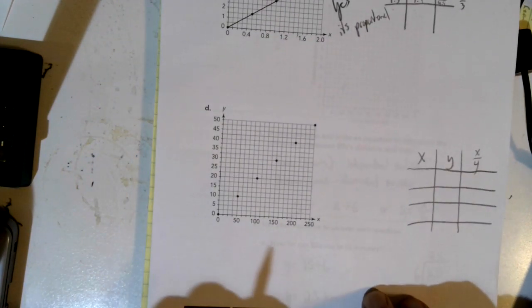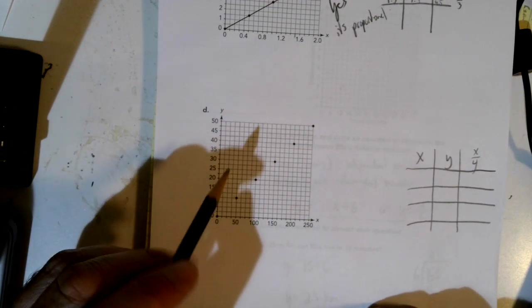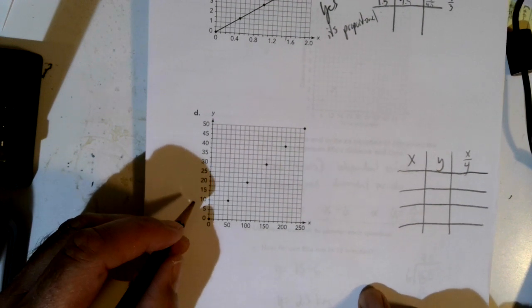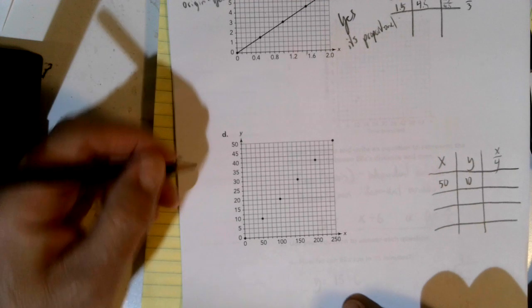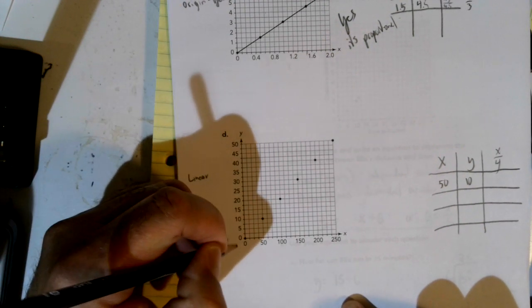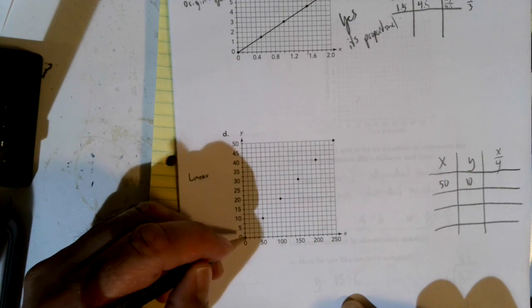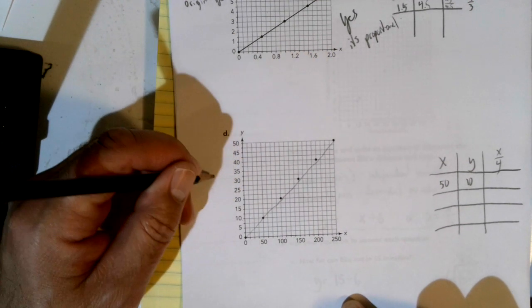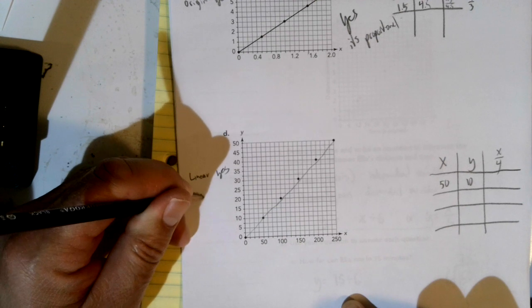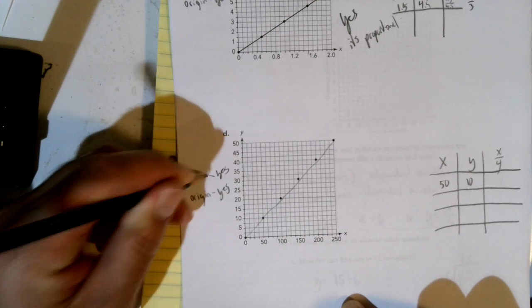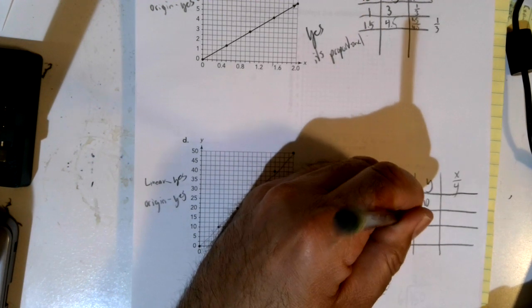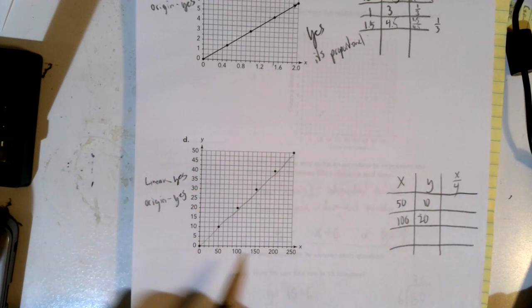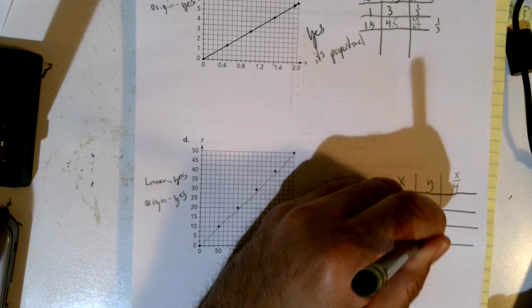Okay. And then finally, the last one here, we've got x is 50, y is 10. Oh, you know what? Let's back up. Is it linear? Yes, it's going to create a straight line right through here, right? Go right through. So yes. Does it start in the origin? Yes. So now let's check the constants. X is 50, y is 10. X is 100, y is 20. X is 150, y is 30. We'll stop there with 3 points.